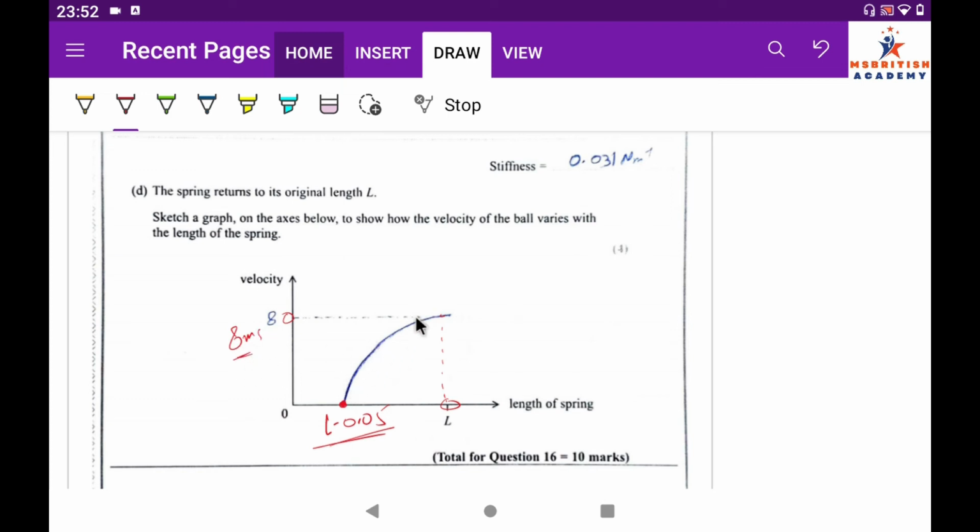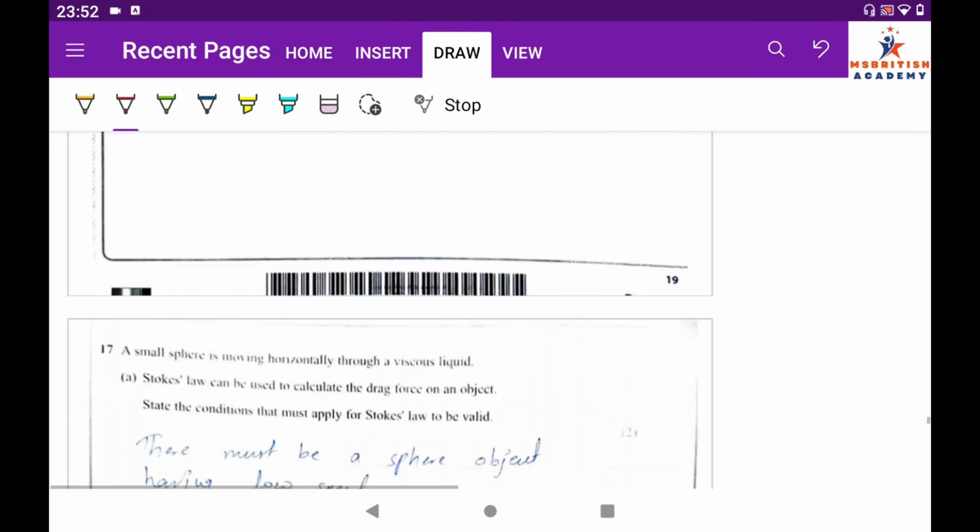So the graph will be like this, and initially the gradient of this graph is decreasing. Okay, decreasing. So now question number 17.